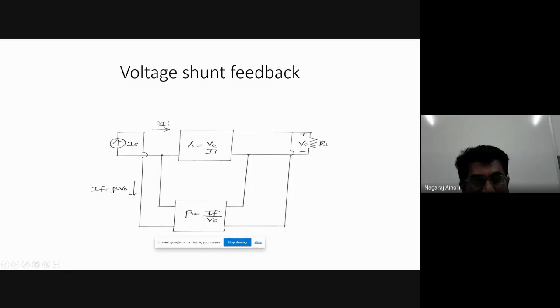Okay. This is voltage shunt feedback. The output voltage is applied as input to the feedback, and the output of the feedback is in shunt or in parallel with the input current source. This is called voltage shunt feedback.